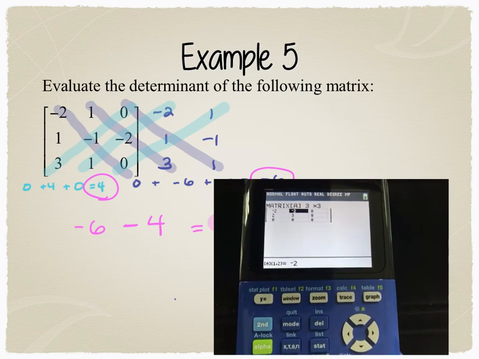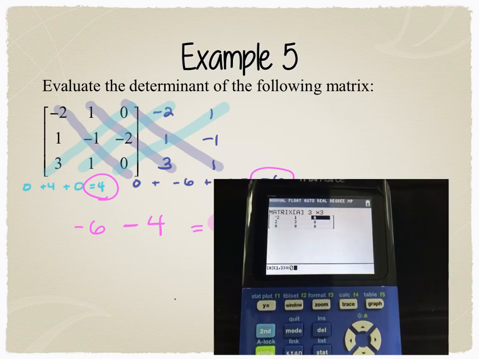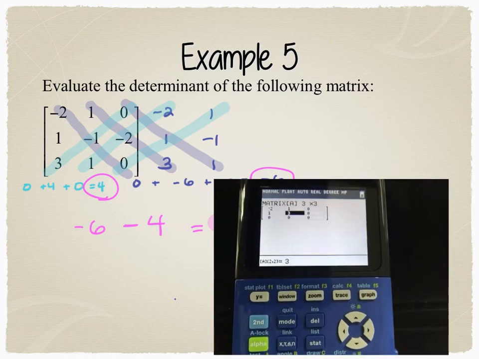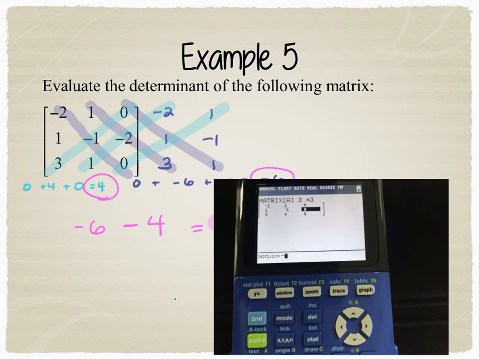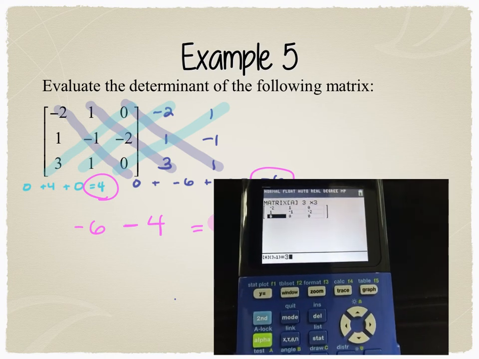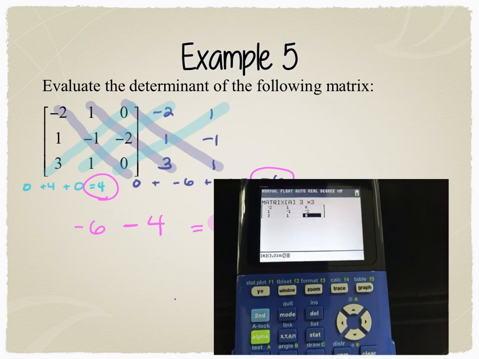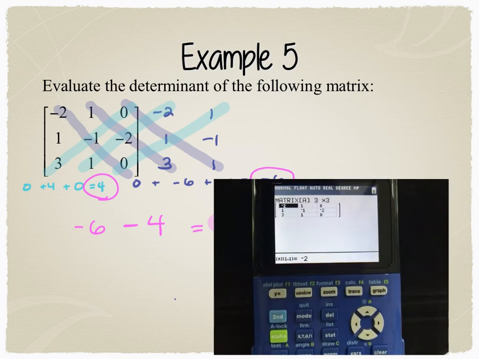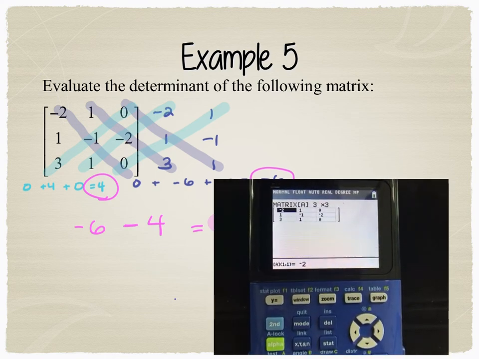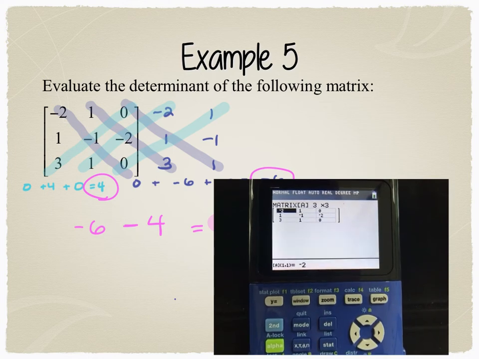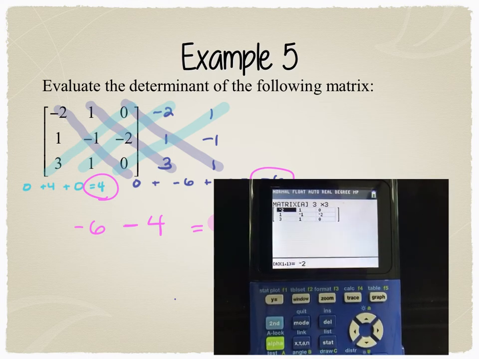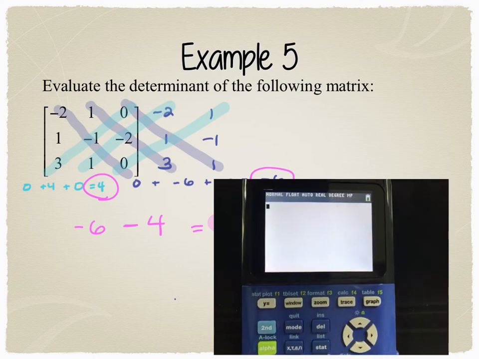So -2, 1, 0, 1, -1, -2, 3, 1, 0. So I entered in my 3 by 3, not the ones I wrote the columns to the right of it, the original matrix. Good so far? I'm going to say second quit and get back to your home screen.